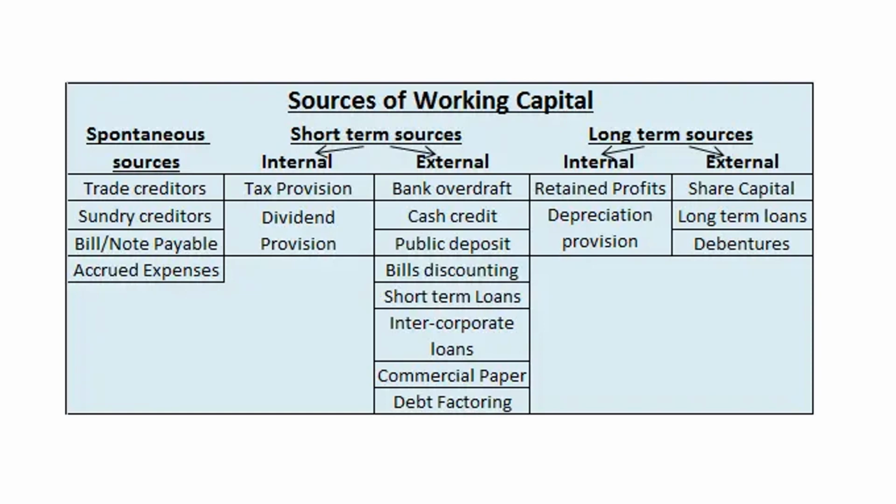Short-term external sources include bank overdraft. Bank overdraft is nothing but the bank giving us a loan because of our goodwill. If you have 5 lakhs in the account, they will give us 10 lakhs. That is called overdraft. Bank overdraft, cash credit, public deposit, bills discounting, short-term loans, etc. are all short-term sources. Long-term sources are retained profit and depreciation provision. External long-term sources are share capital, long-term loans, and debentures.